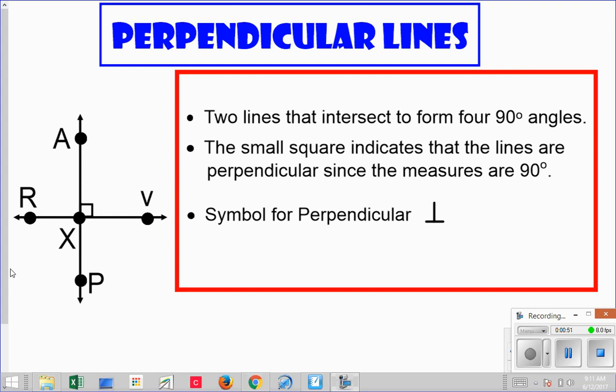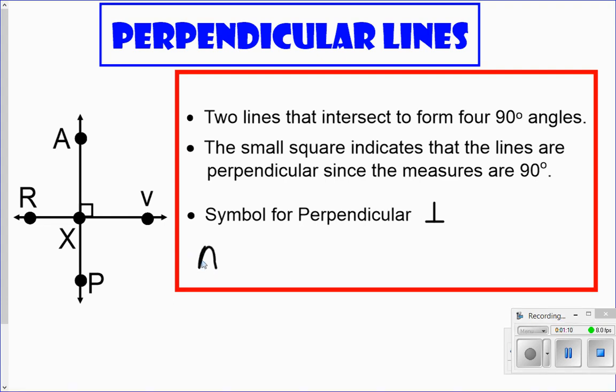So how do we name perpendicular lines, or what's the symbol that we use? This is the symbol that we use right here. That means perpendicular. So if I'm identifying these two lines as perpendicular, I would write that line AP is perpendicular, I'm using that symbol, to line RV. And that's how we would indicate that those two lines are perpendicular.